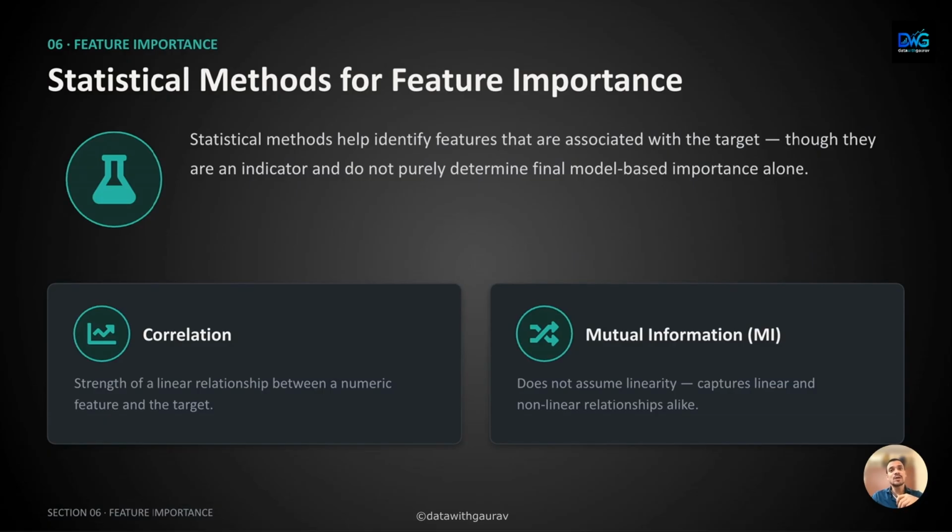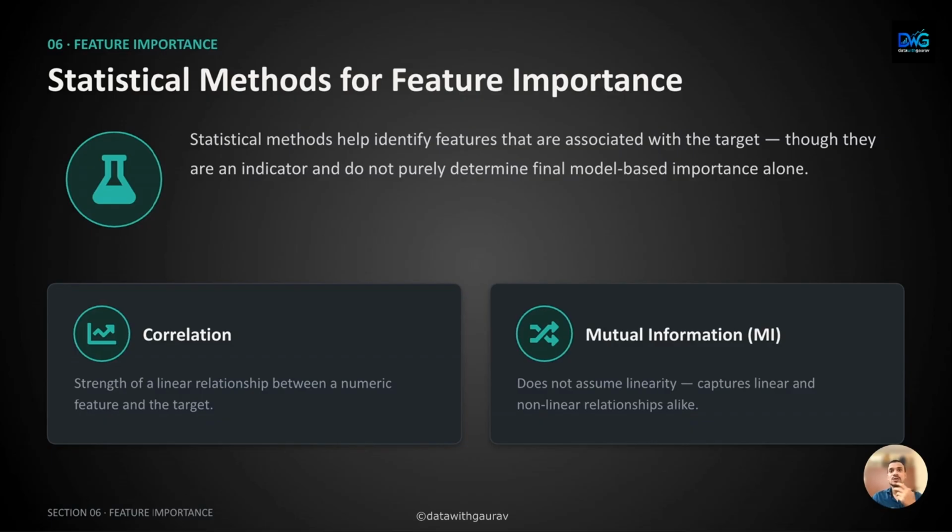So instead of relying on a machine learning algorithm, these methods examine the relationship between each feature and the target variable using statistical principles. It's important to remember that these methods provide an indication of how informative a feature is. They help us identify features that are likely to be useful, but they don't directly determine the final importance assigned by a trained machine learning model.